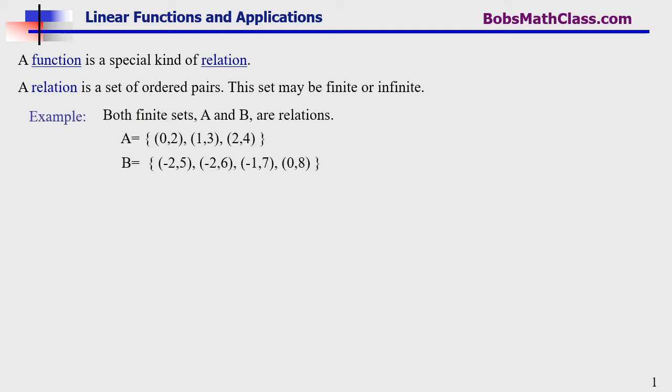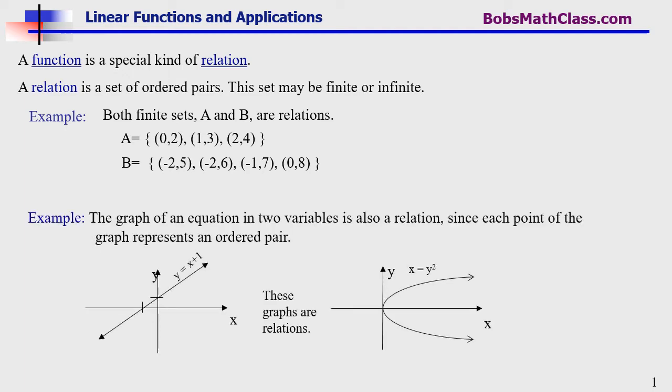All right, here's an example. We have two sets, A and B, and they're both relations. They're also both finite because there's only 3 ordered pairs in set A and 4 ordered pairs in set B. So those were both finite. Here's an example graphically. So the first example we put here, there were just coordinates, 3 coordinates for set A, 4 coordinates for set B.